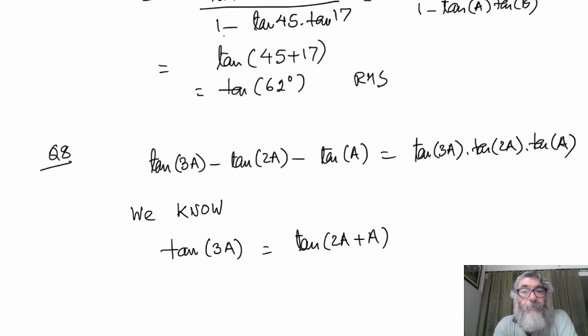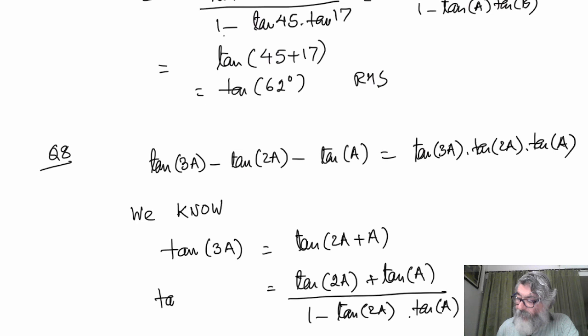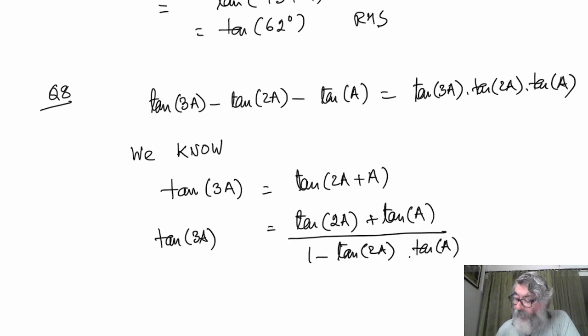Everything is in terms of tan. Multiplication, addition, division or subtraction is in terms of 3A, 2A, A. So I have written tan 3A is equal to tan of 2A plus A, and I apply the formula here, tan of A plus B: tan 3A is equal to (tan 2A plus tan A) upon (1 minus tan 2A into tan A). Now let us cross multiply this.